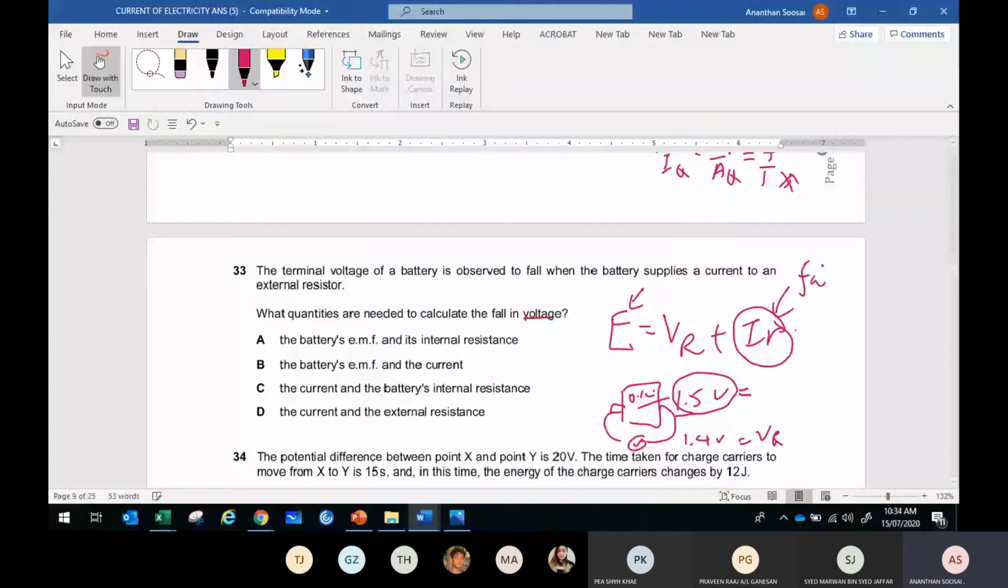This is the fall in voltage. So how do you calculate this fall in voltage? What are the measurements you need to take? The current and battery internal resistance. Yeah, C is direct already. C should be the correct one.